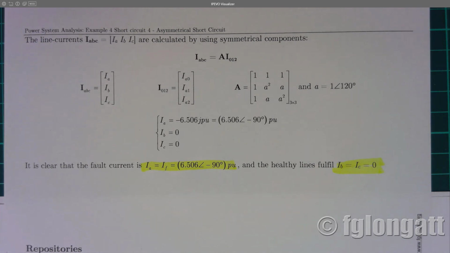Well, this is the end of this example. This is a numerical example related to asymmetrical short circuit calculations. Here we use the symmetrical components defined by Fortescue in 1919 in order to calculate the single line to ground fault current.